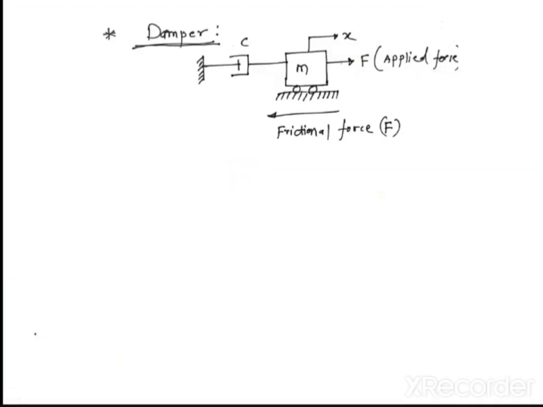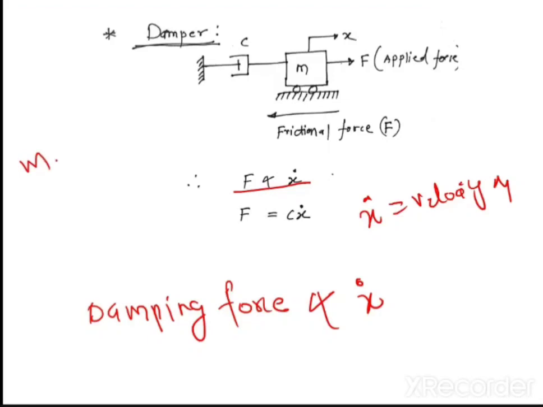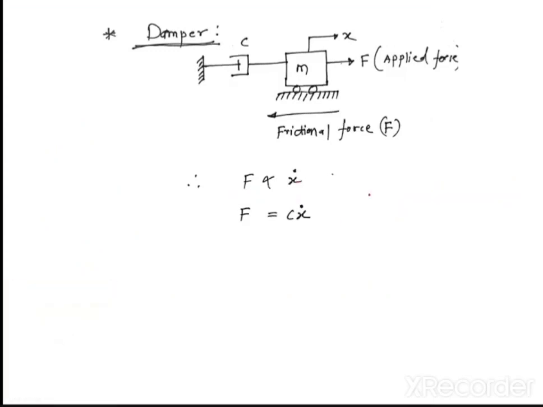Now this damping force F is always directly proportional to x dot. Always remember that damping force F is always directly proportional to x dot. And what is x dot? Velocity of mass m. X dot is equal to the velocity of mass m. So guys, you would have understood that in mass, force is proportional to acceleration. In spring, k is proportional to x, and in damper, C is proportional to x dot, which means velocity. And now you can write this as, if F is directly proportional to x dot, then F is equal to C into x dot.